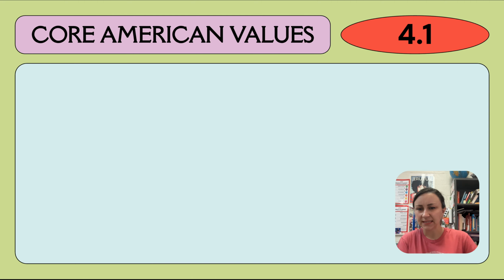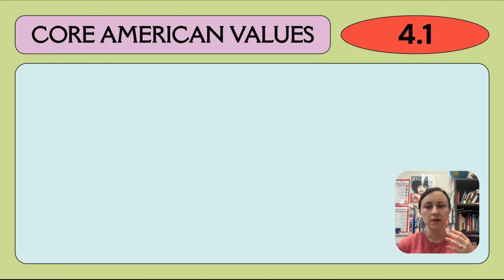4.1 is pretty basic. We're not going to go too in-depth on this one, and it's just more of an introduction to the unit. But basically, 4.1 introduces the core values of America. And so political culture is just the ideas that Americans have. It's a set of attitudes, beliefs, and sentiments that we have as Americans that give order and meaning to our political process.